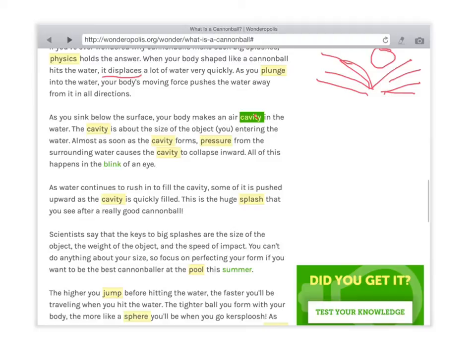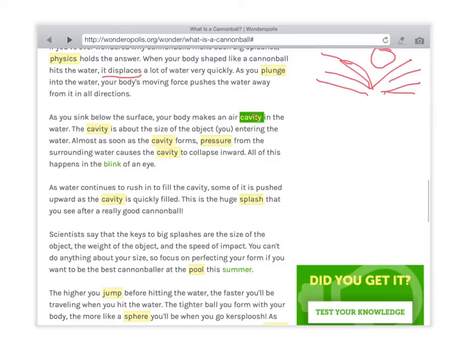Scientists say that the keys to big splashes are the size of the object, the weight of the object, and the speed of the impact. So that tells me that my cousins, who are bigger than me, probably that's why they were able to make a bigger splash, because they were bigger than me and they weighed more than me. And they usually had a running start when they got started too, so they were probably faster than me too. Let's see, I'm going to keep reading.